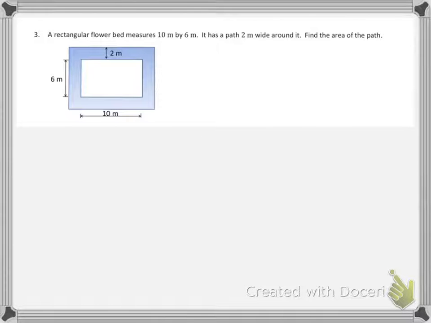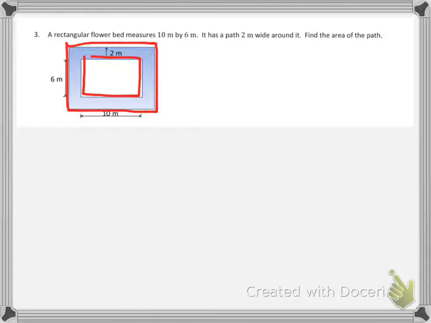I could, which I think I'm going to do, find the area of the entire space, including the path, and then subtract away the rectangular flower bed, which is going to be in here. And that will just leave me with this shaded part, which is the path. So that's the idea. Let's start with the area of the entire figure.